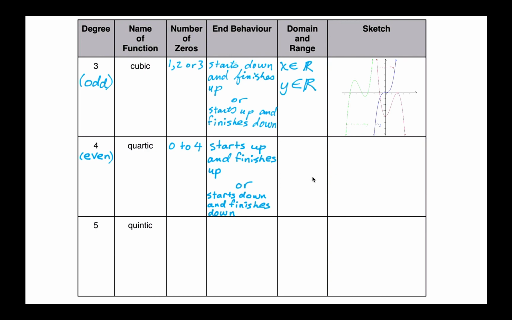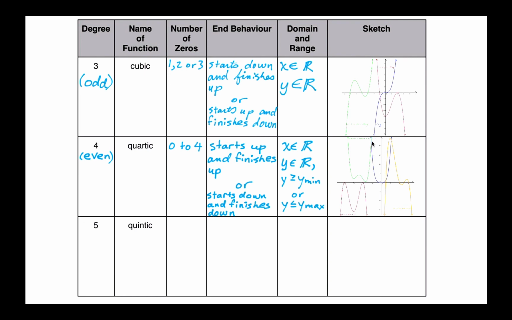Also, in terms of domain and range, you're going to find that x is real for all polynomials. The range is going to be the same for all even polynomials, which is y is greater than or equal to the minimum value, or y is less than or equal to the maximum value. And now we want to draw a sketch for all those different scenarios. It's a little bit tight for room, but here are some.